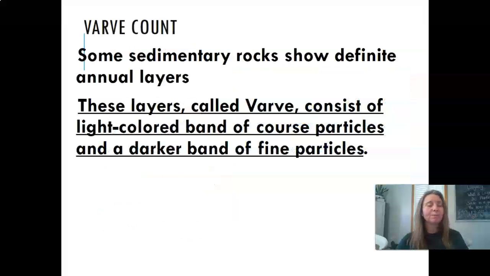Varve counting is our third way in which we can absolute age rocks, and this is due to the particles of, once again, layering. So let me read you this. Some sediment rocks show a distinct annual layer. These layers are called varves. They consist of light colored bands of coarse particles and dark bands of fine particles.